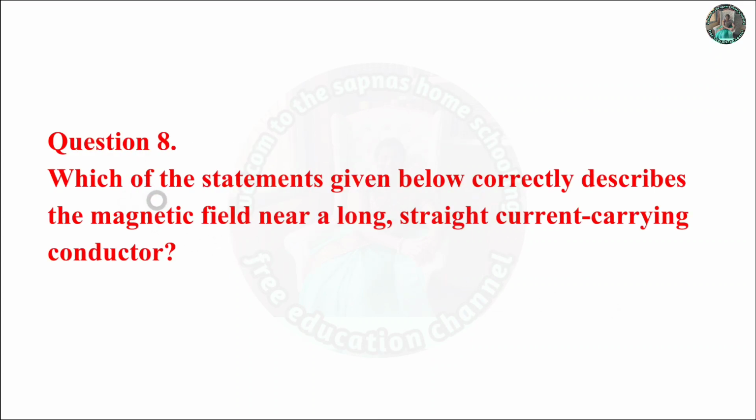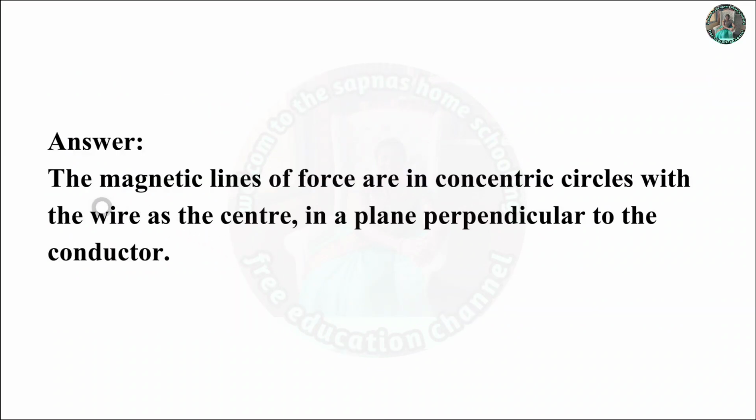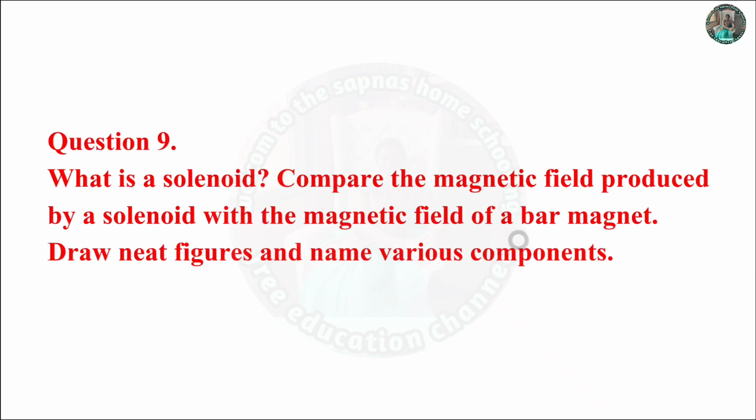Question 8. Which of the statements given below correctly describes the magnetic field near a long straight current carrying conductor? The magnetic lines of force are in the plane perpendicular to the conductor in the form of straight lines. These are the four options; you have to choose the correct one. The correct answer is: the magnetic lines of force are in concentric circles with the wire as the center, in the plane perpendicular to the conductor.